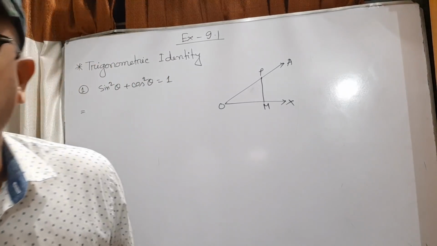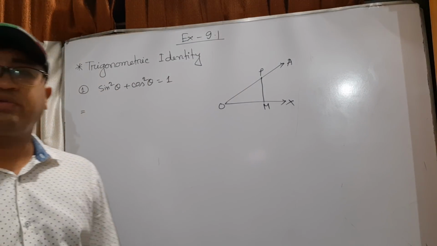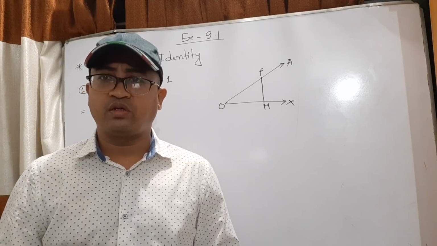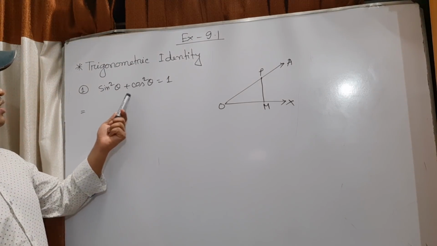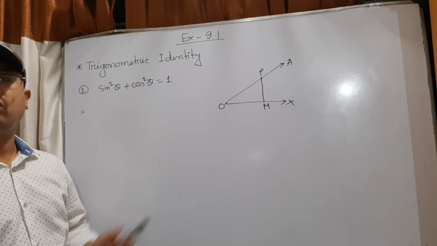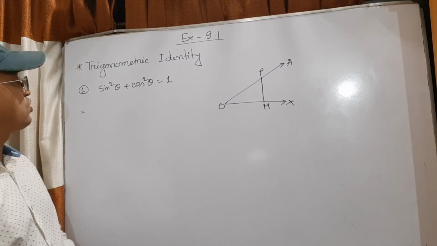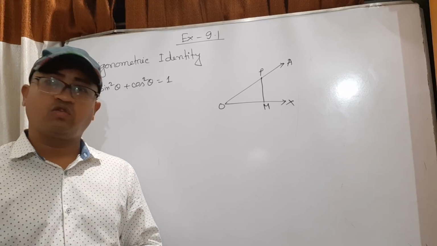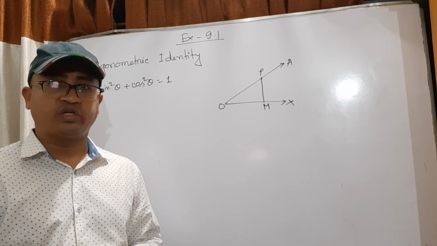Now I will brief the trigonometric identities. There are some trigonometric identities, I will brief them. At first, look at the board. First identity: sin square theta plus cos square theta equals 1. This is number 1 identity of trigonometry. How does it come, I will show it now.